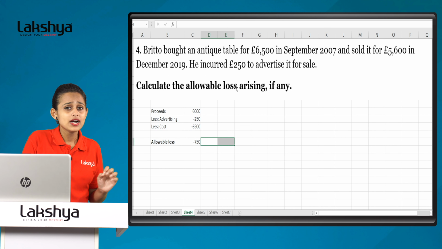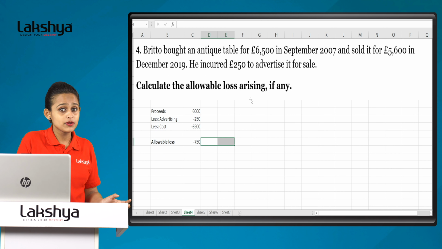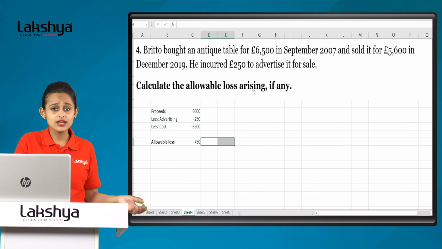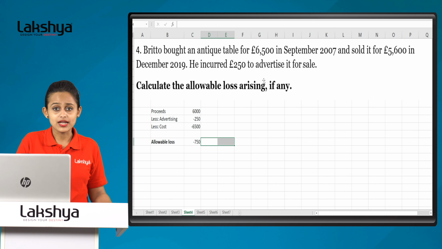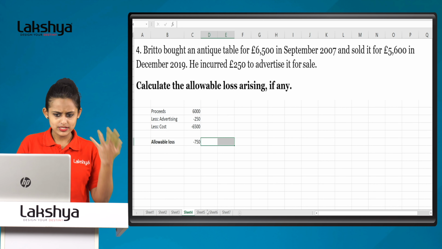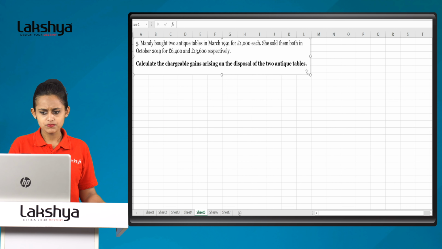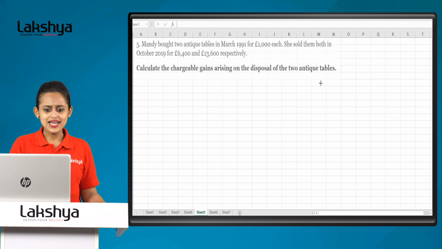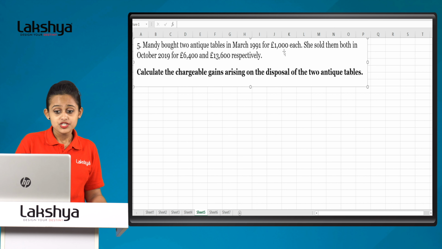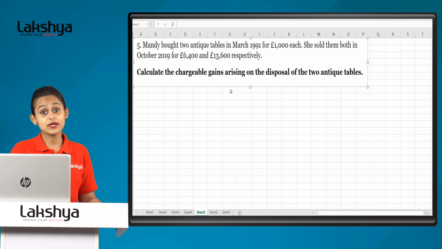So here, what did I do? I identified that the antique table is a non-wasting chattel. Once you identify the non-wasting chattel, you have to see if it's case 1, case 2 or case 3. Here I knew it is case 2. If it is case 2, identify whether it's a gain or a loss. It's simple, right? So let's do more questions. Here you see the next question. Mandy bought 2 antique tables for 1,000 each. She sold them both for 6,400 and 13,600 respectively.